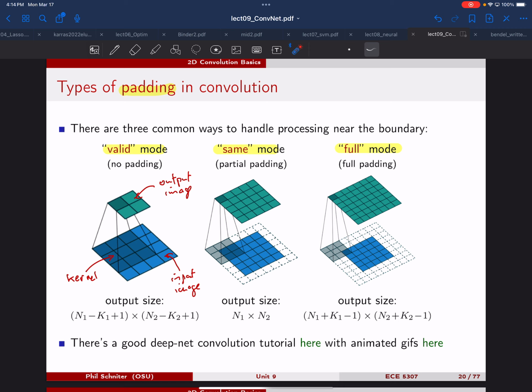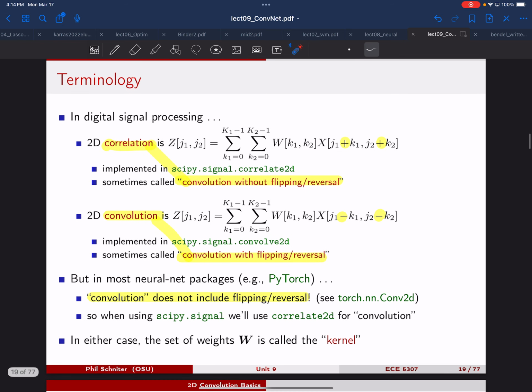Yes? My doubt is actually in the previous slide. I did not quite understand the difference between convolution and correlation. What difference does it make during the computation? In terms of the math, the difference is whether there's a plus or minus here.